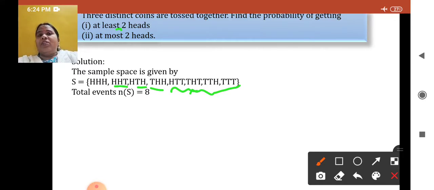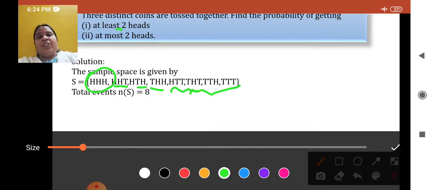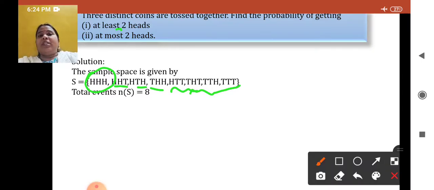So at least 2 means minimum 2. I have to consider even this one. More also has to be taken. So these are the 4 elements which are the events, elements in this event. Which are they? This first 4. See this? Yes? 1, 2, 3 and 4. Okay? I hope it is clear.